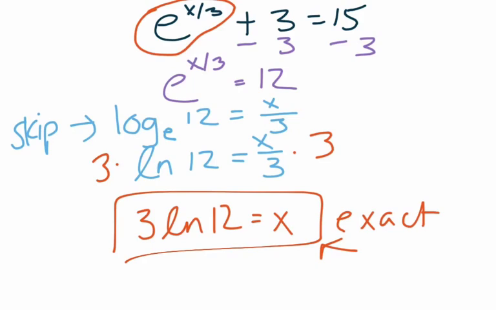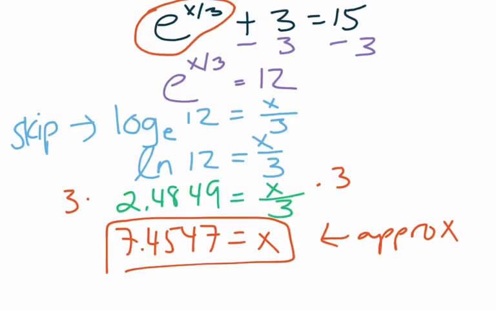Now, I do want to address one more thing before I release you guys to do some practice work. When you have the natural log of 12 is equal to x over 3, and then you multiply the 3 on both sides, try not to multiply it on the right-hand side, because you're not taking the log of the 3. You're taking the log of the 12, and then you're going to multiply that answer by 3. You can see that a little bit more clearly here. You take the log of the 12, and then you want to multiply that answer by 3.